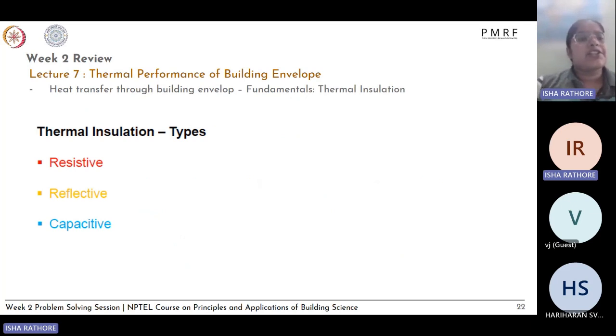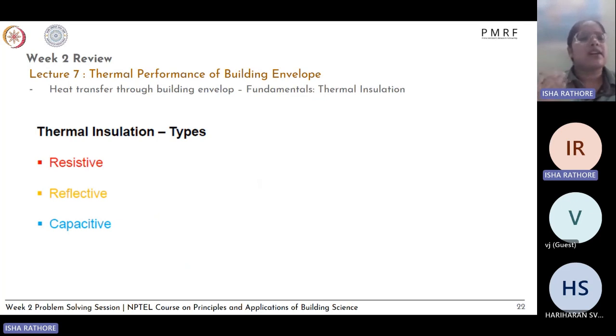Then we look at thermal insulation. Thermal insulation can be of three types: resistive, reflective, and capacitive. These are basically the responses to radiation which we see. You can resist or stop the flow of heat by preventing it. Then you can reflect a part of the radiation which is being received. If you have a shiny or a metallic surface, you are going to reflect a part of this radiation. And capacitive is when you store this radiation within yourself and then release it outside. So these are basically the types of insulation, or building materials' responses to how they address radiation which is falling on them.